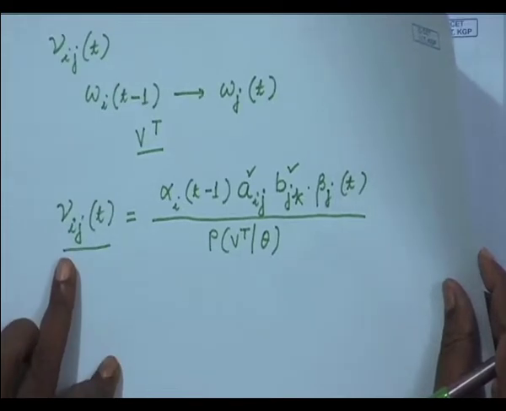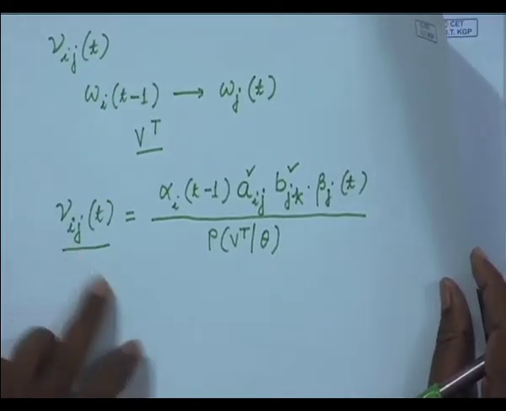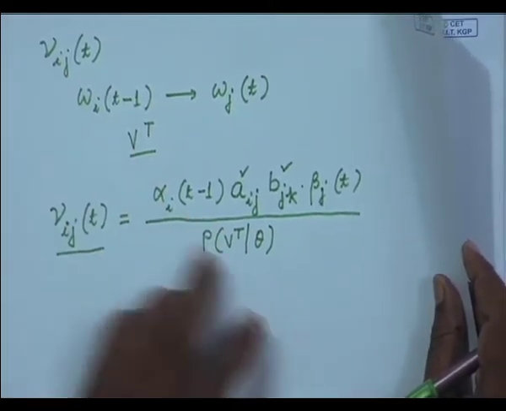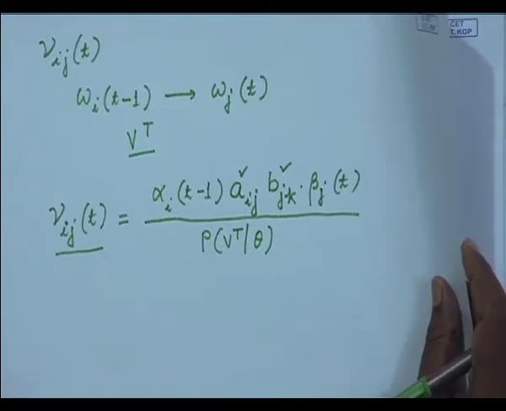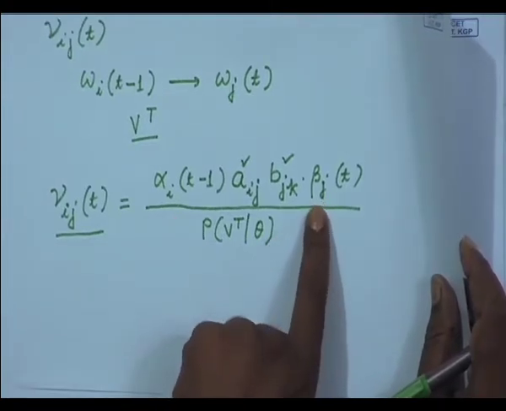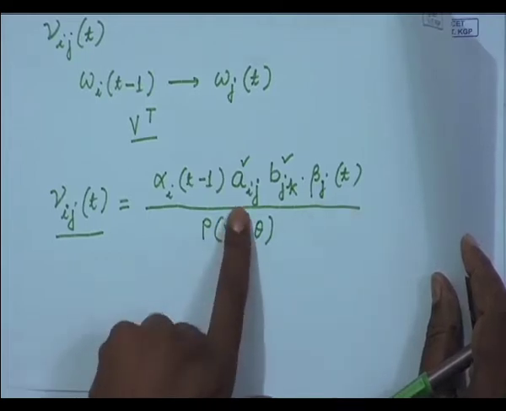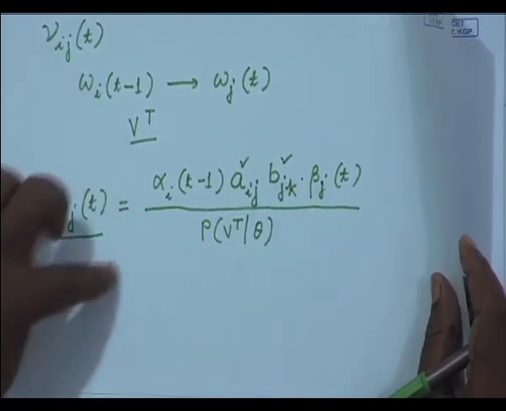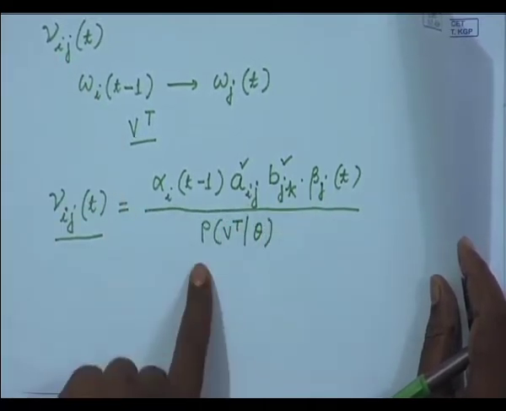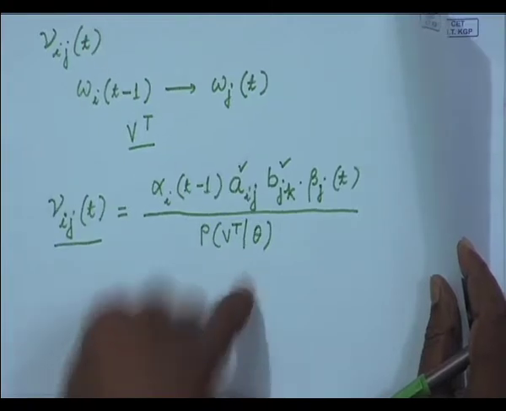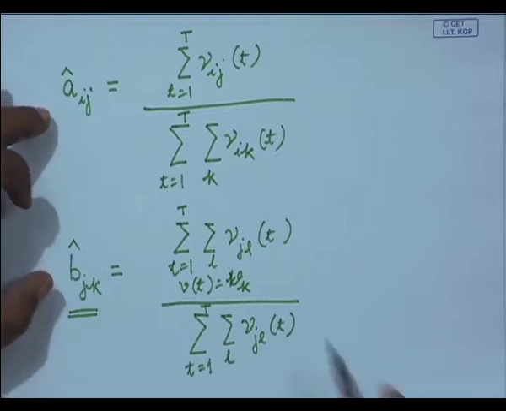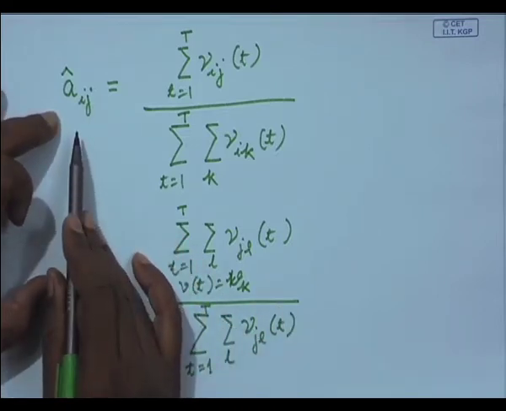the transition probability from omega I to omega j, and that transition probability is this. So, you find that I have alpha I t minus 1 or alpha j t minus 1, whatever subscript I use, that does not matter. Similarly, I have an estimate of beta j t. I have an arbitrary, initial estimate of a I j and b j k. So, using this a I j and b j k, I estimate what is p V t given theta, and from here I can estimate what is gamma I j t. Using this gamma I j t, I go for refinement of the transition probabilities a I j and b j k.